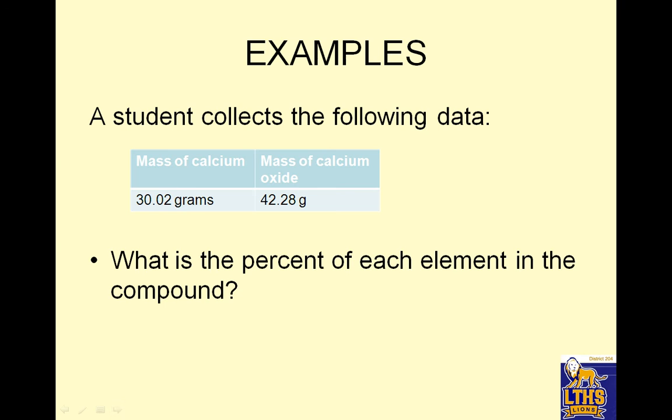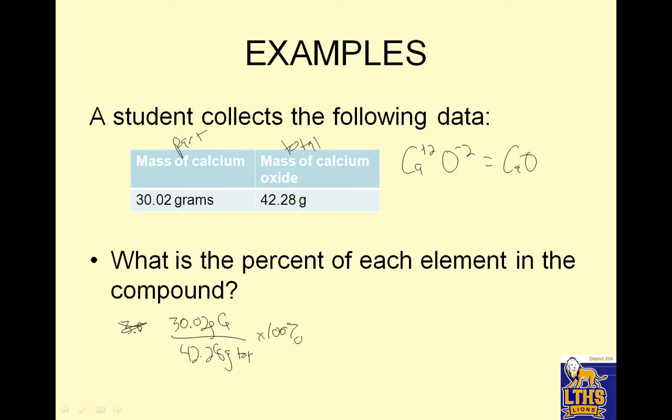Another example. A student collects the following data: mass of calcium and mass of calcium oxide. Ideally, you would know calcium's plus 2, oxygen's minus 2, so it's going to be CaO. What is the percent of each element in the compound? If I have calcium oxide, the whole thing, that's my total. That's my part. So it's 30.02 grams of calcium over 42.28 grams total times 100%. 30.02 divided by 42.28 times 100 is 71.0%. For the other one, an easy way is 100 minus 71, because it has to add up to 100, is 29%. This is calcium. This would be oxygen.